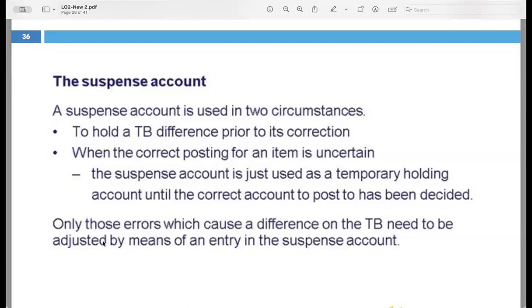Then uncertain postings. In cases where the correct account for a transaction is unclear or if there is doubt about the accuracy of an entry, the suspense account provides a temporary solution until clarity is achieved.